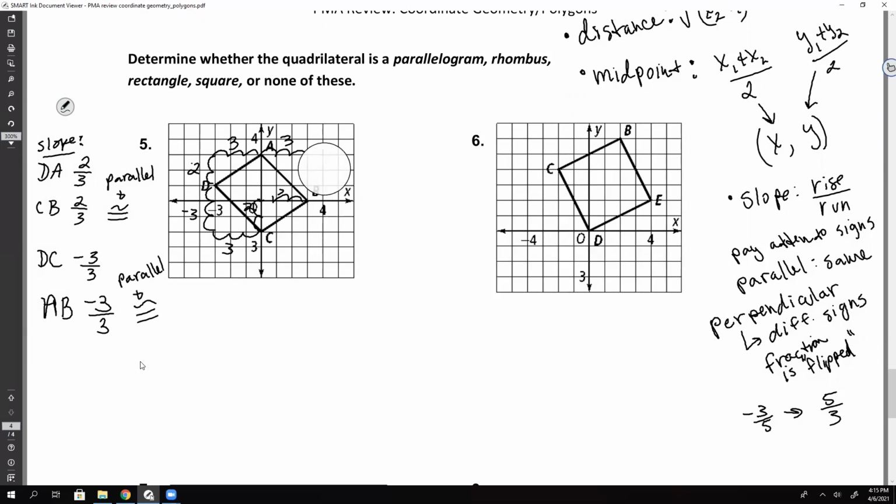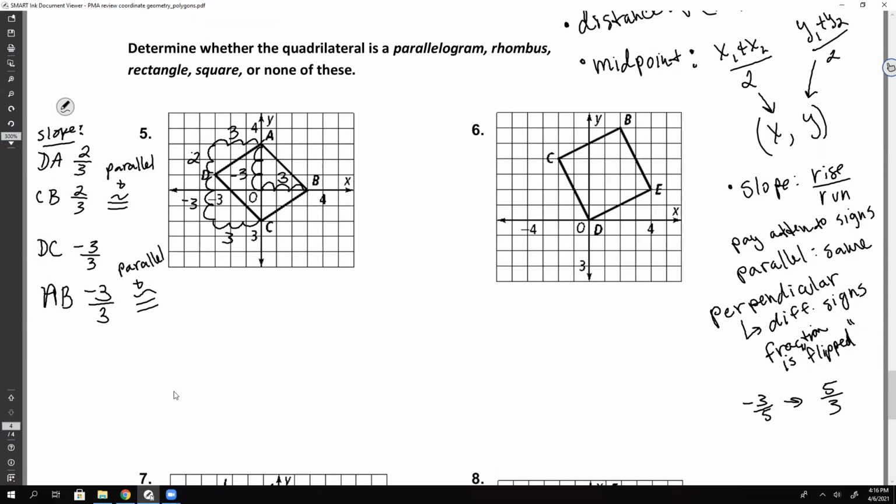Okay. So I'm going to actually put that slope triangle where it needs to go so you won't be confused there. So we went down 3, so that was our negative 3, and I went 3 to the right. So that's a little bit more clear. So our opposite sides are parallel and our opposite sides are congruent. So right now we need to check the lengths of the sides.